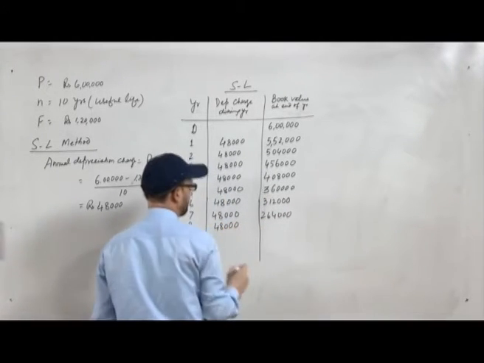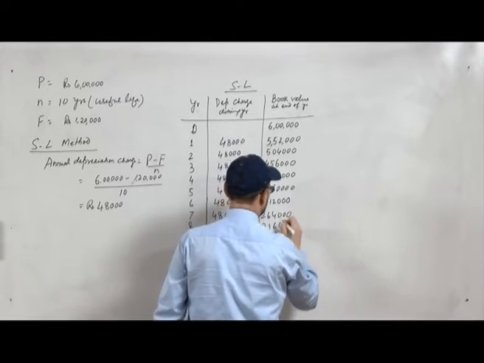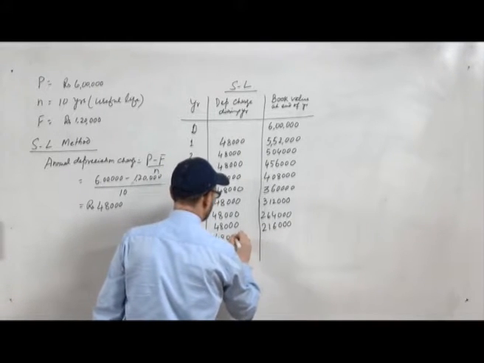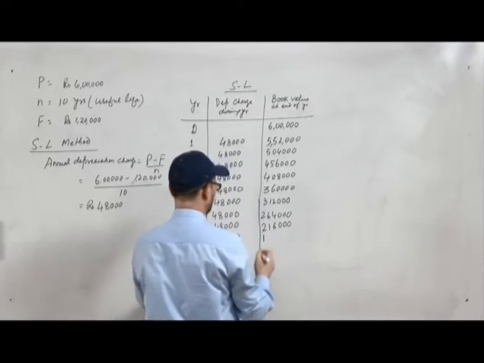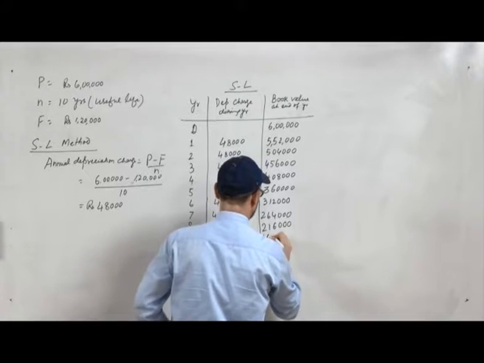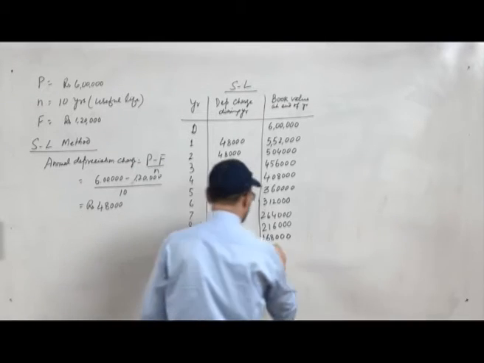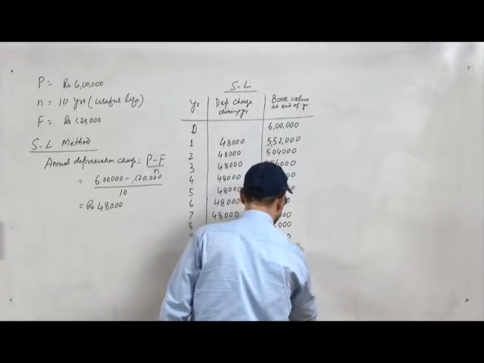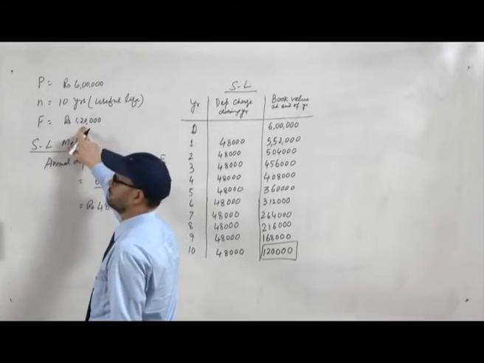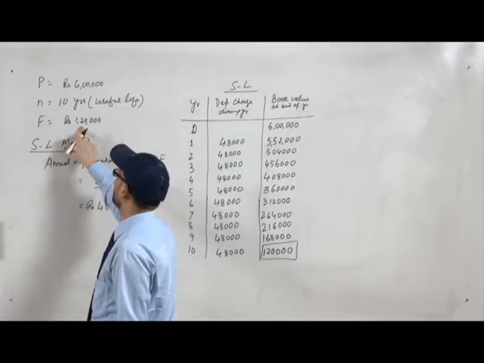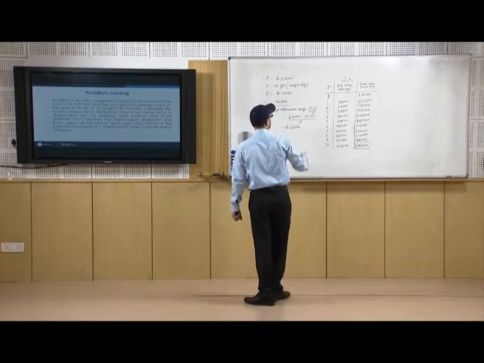Then 48,000, it will be 2,16,000, then in the 9th year again 48,000, it will be 1,68,000, and in the 10th year again 48,000, and it comes out to be 1,20,000. So, this is what you get. You have the salvage value at the end of the 10th year as 1,20,000. So, this is done using the straight line method.